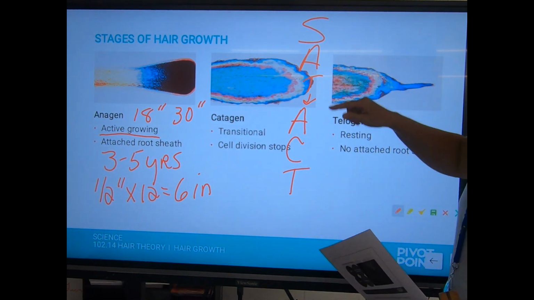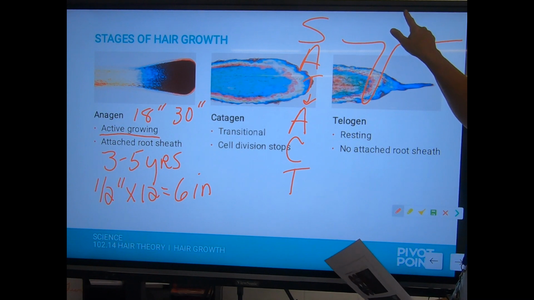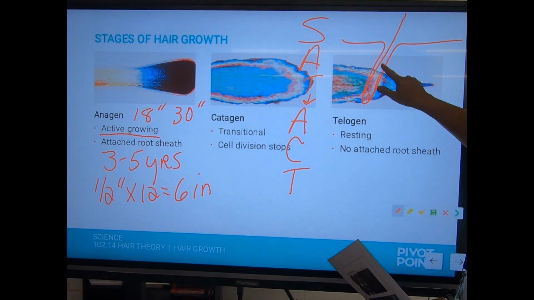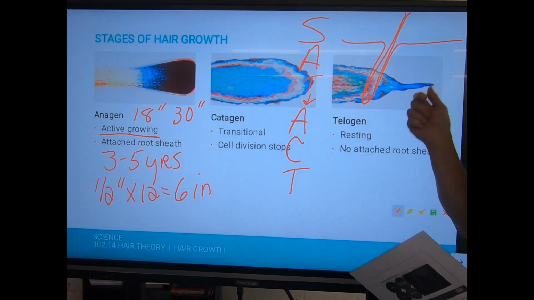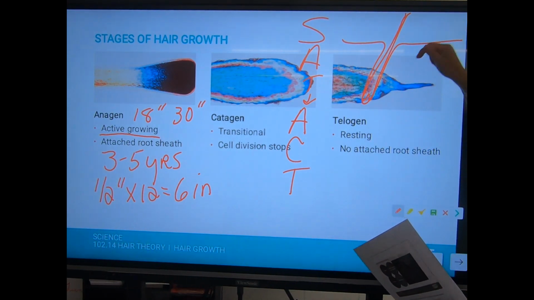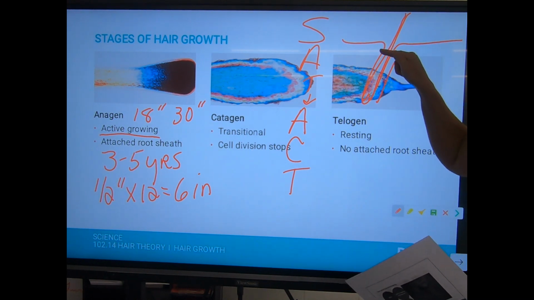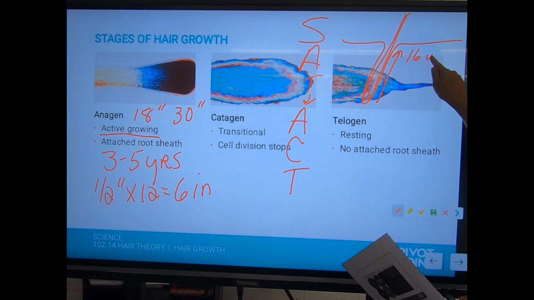Now, say I have a hair growing somewhere, I've got a mustache hair there, I don't want that anymore, and I pull it out. To get from here to here, where I actually see a new hair, takes about 16 weeks.